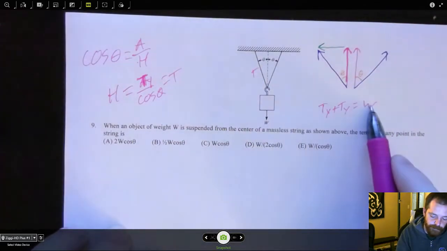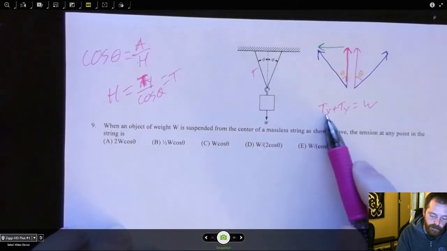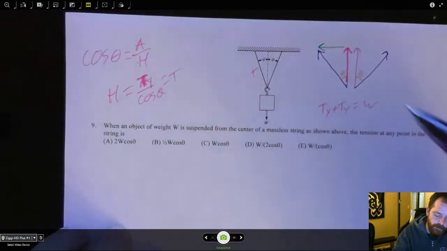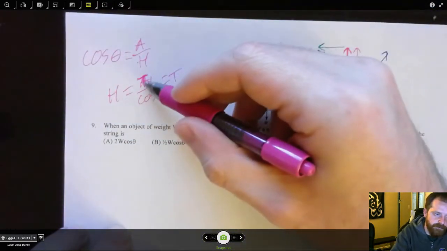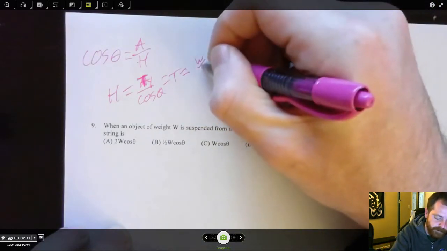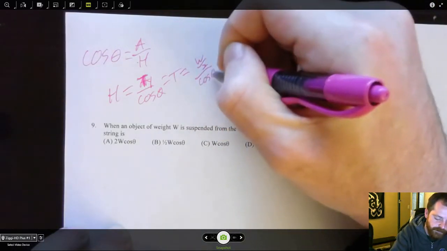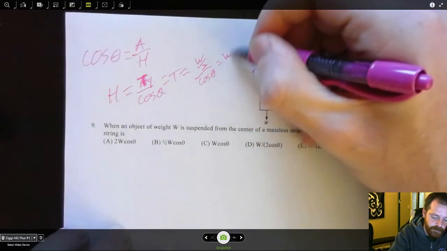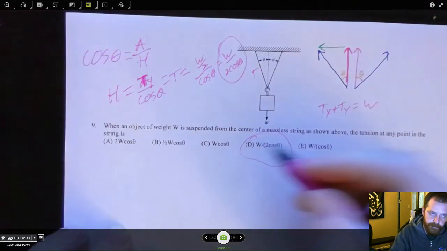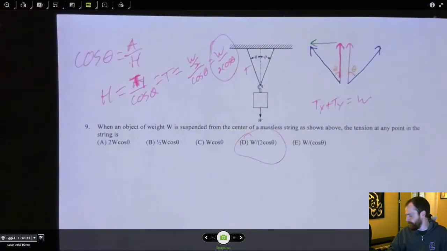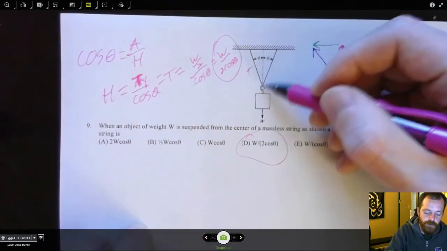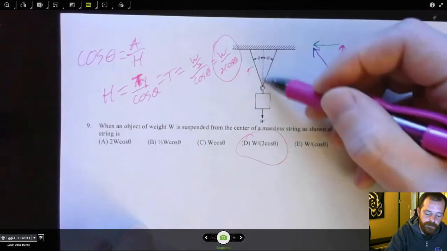So if W is equal to both of the y components added together, then Ty would be half of the weight. So the other way to find the tension force would be the weight divided by 2, divided by cosine of our angle. That's the weight divided by 2 cosine theta. The important thing to understand here is that there are two of these vertical tension forces.